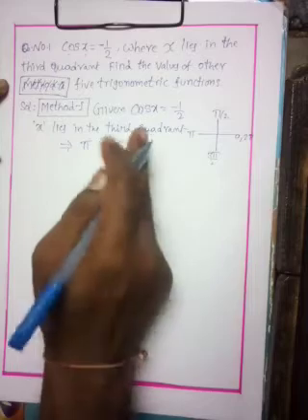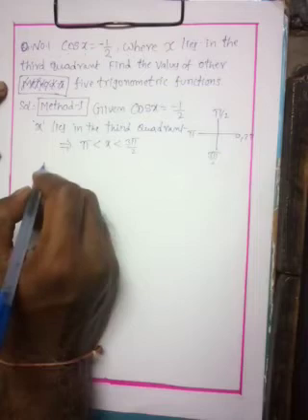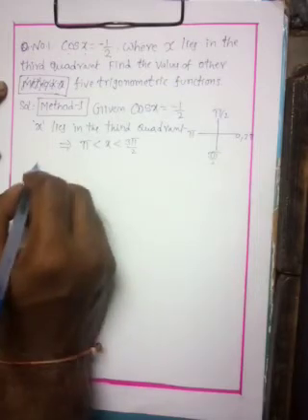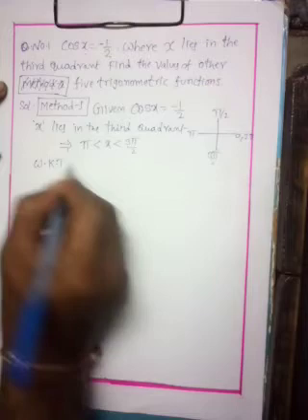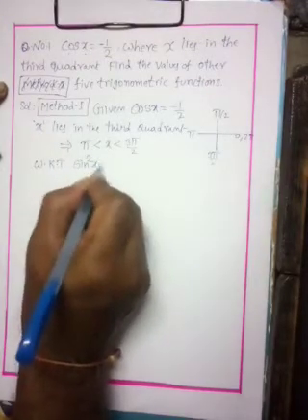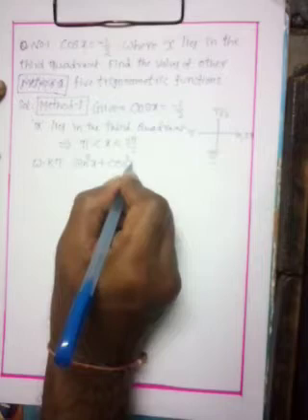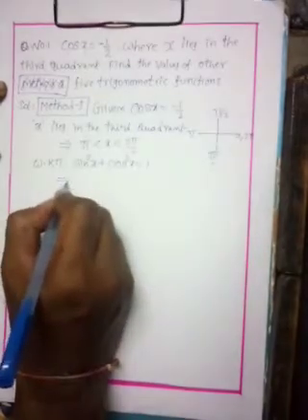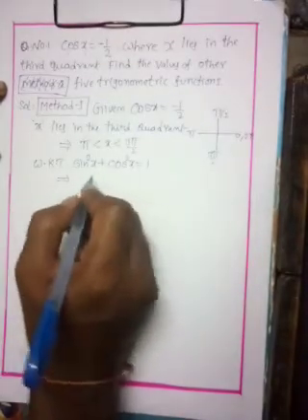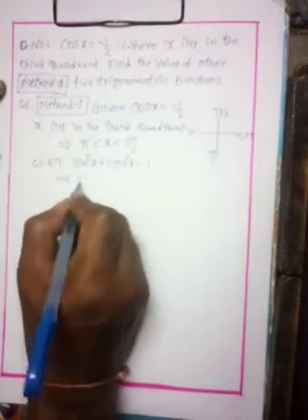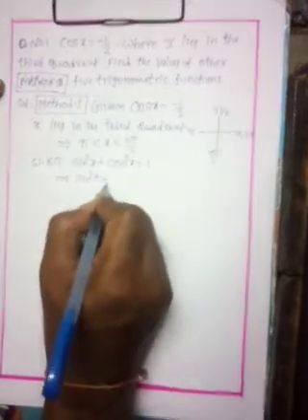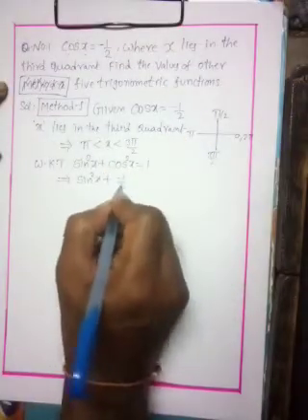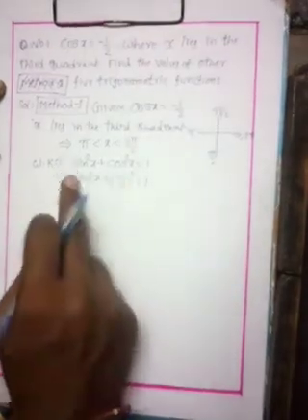Okay, my dear children. So let us find, you know that sin square x plus cos square x is equal to 1. From this equation we find the sin x value. So sin square x plus, the value of cos x is minus 1 by 2, so minus 1 by 2 whole square. Understood this step, my children?